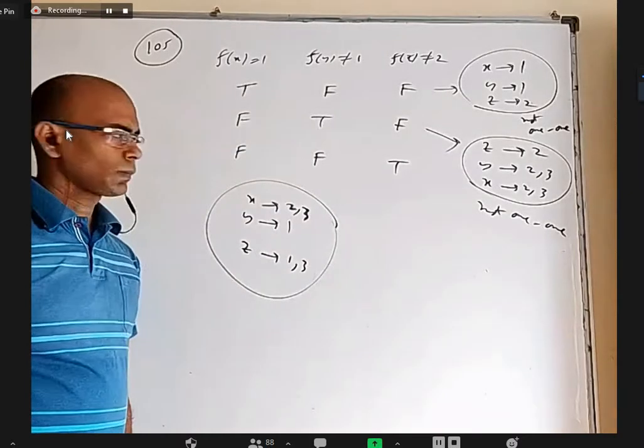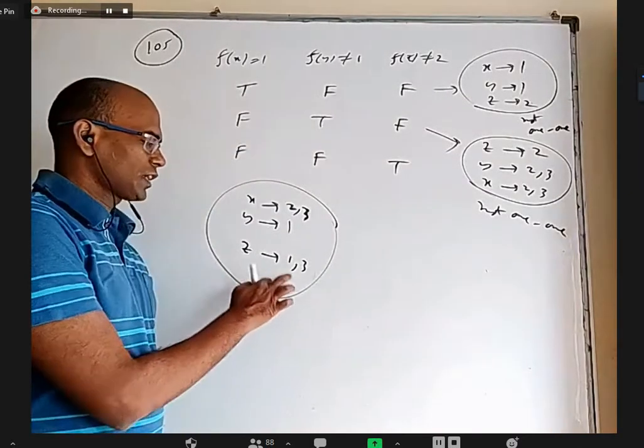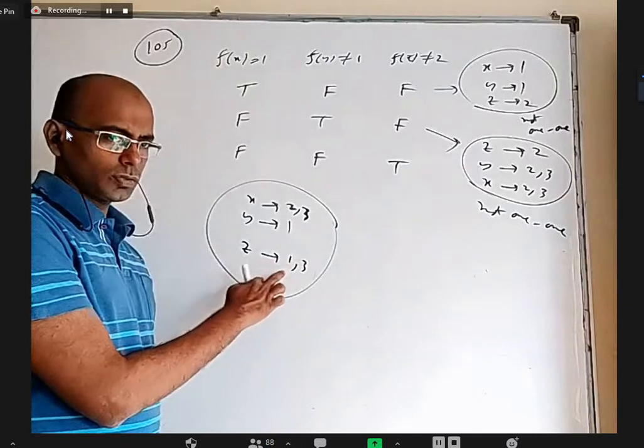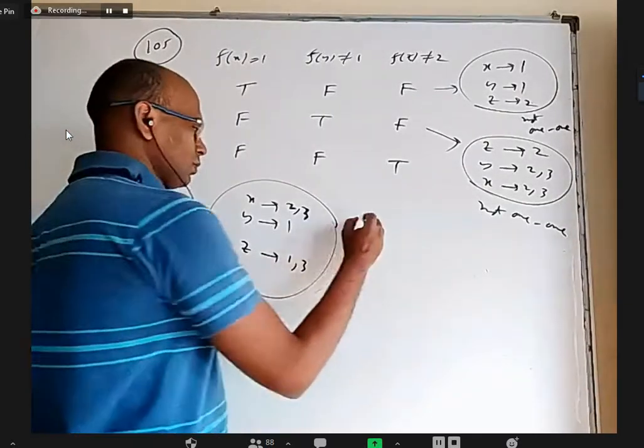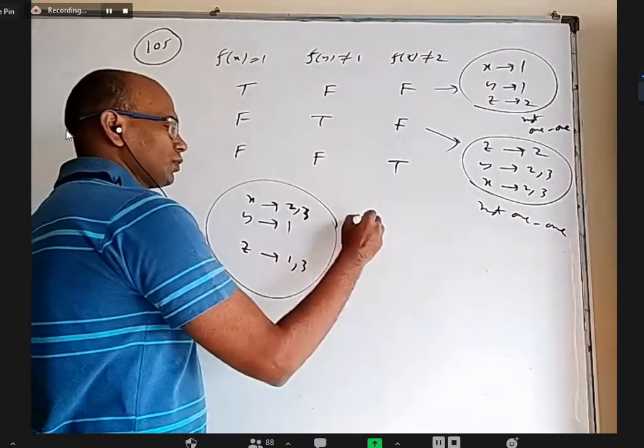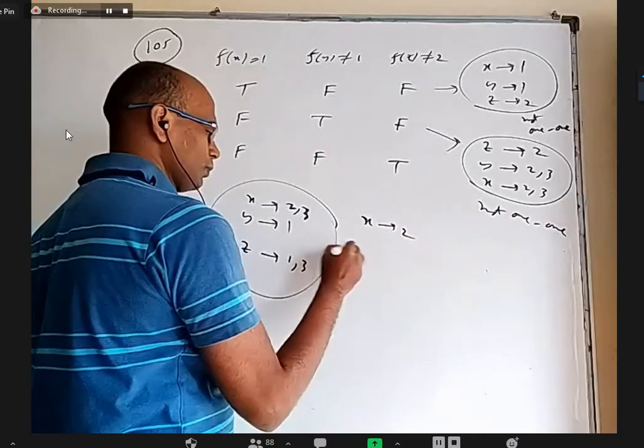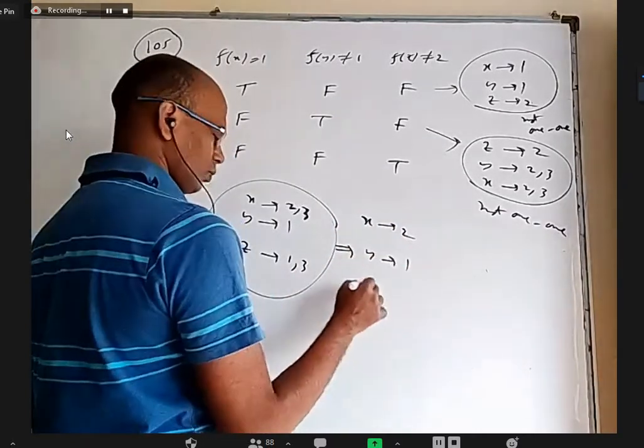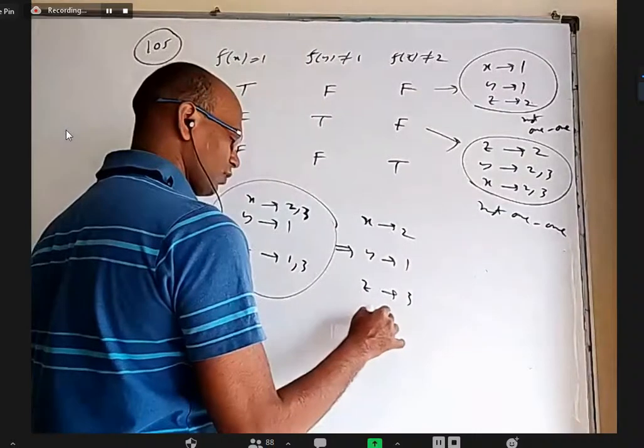Yes. Z cannot be connected to 1, so z should be connected to 3. So then automatically x should be connected to 2. So x should be connected to 2, y should be connected to 1, and z should be connected to 3 for 1, 1.